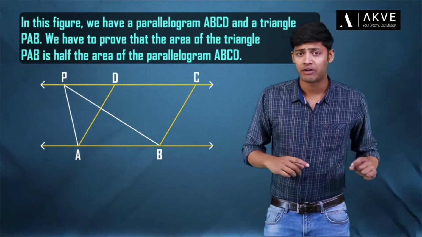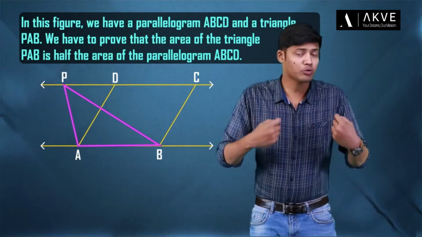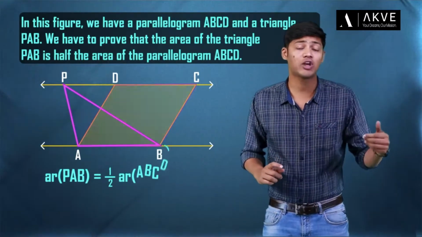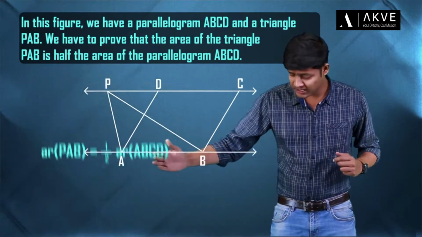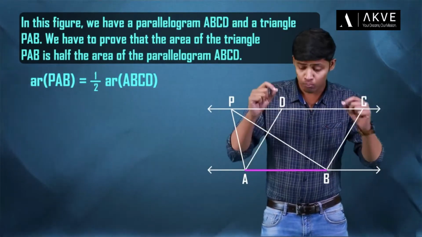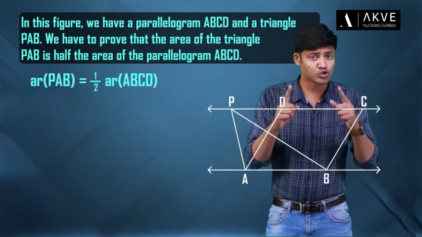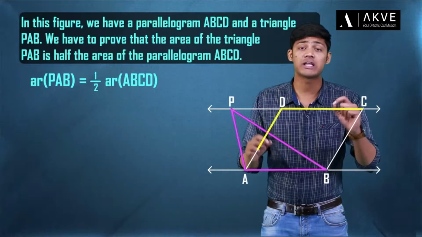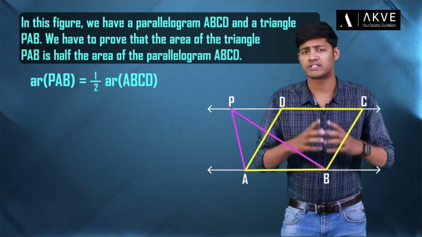In this problem, we have a parallelogram ABCD and a triangle PAB. Now we have to prove that the area of the triangle PAB is half the area of the parallelogram ABCD. We can clearly see that the base of both these figures is the same, and also, both these figures are between the same parallels. Now our aim is to prove that the area of the triangle PAB is half times the area of the parallelogram ABCD. So, what will be the first step?